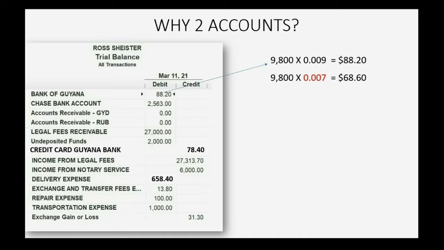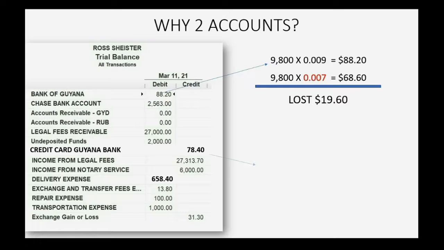But you see, on the day that we're paying the credit card, those same 9,800 Guyana dollars are only worth 0.007. So our bank account is only worth $68.60. What that means is we actually lost $19.60 from our bank account of Guyana at the moment we pay, because the exchange rate was lower from the day that we actually adjusted or acquired the Guyana dollars.